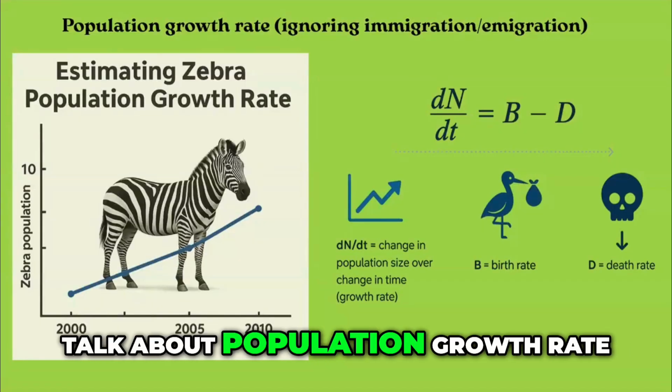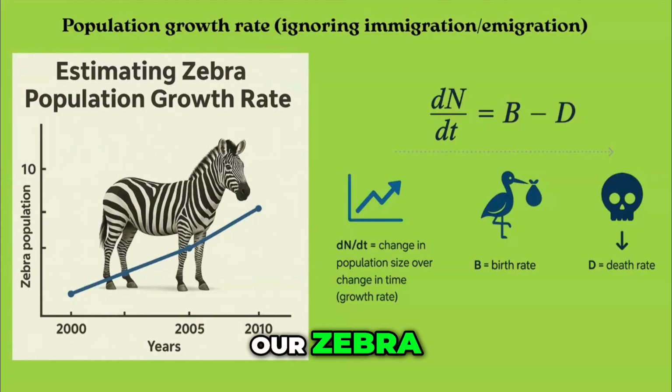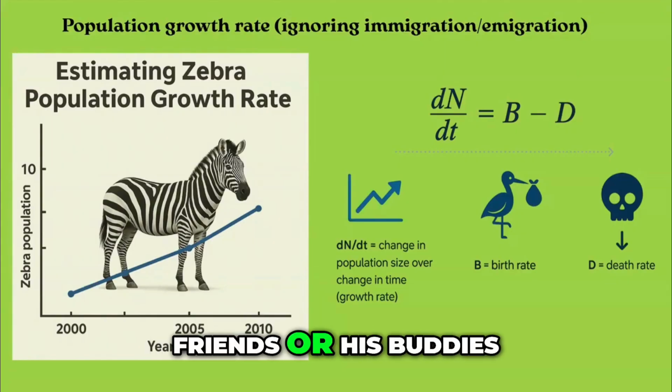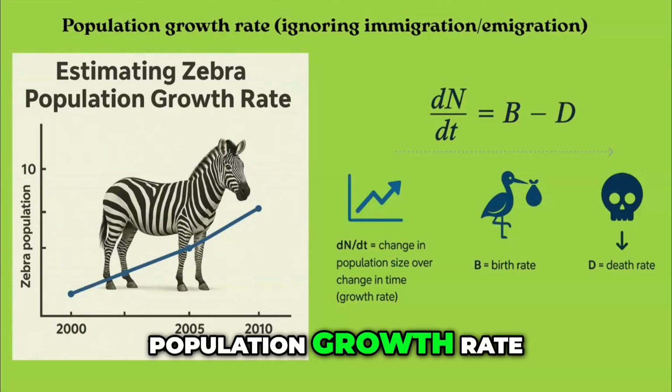Let's talk about population growth rate, and let's take a look at our friend Ed. Ed, our zebra, is now in a zoo, but let's pretend that he is out in his general habitat with his friends or his buddies. And we want to take a look at his population growth rate.